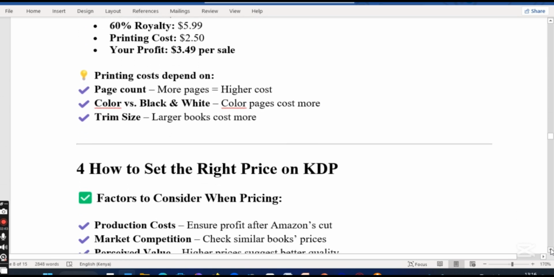When you look at the page count, the more pages, of course, the higher the cost of printing. Color versus black and white: color pages cost more, and the larger books also cost more.